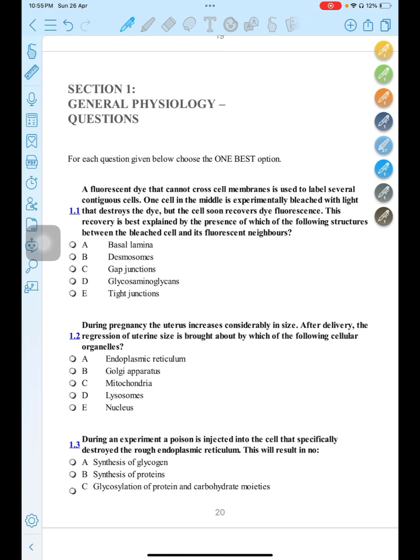Hello everyone, today we are going to solve 500 SBAs in Physiology written by Shahzada Raza. So start with the first question.